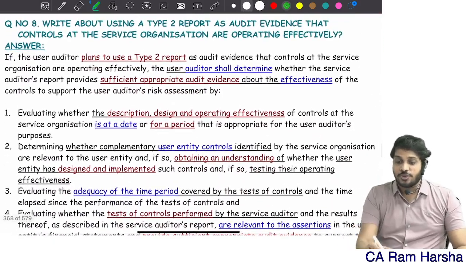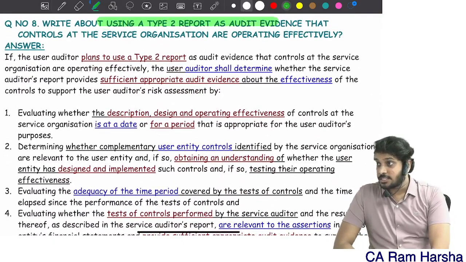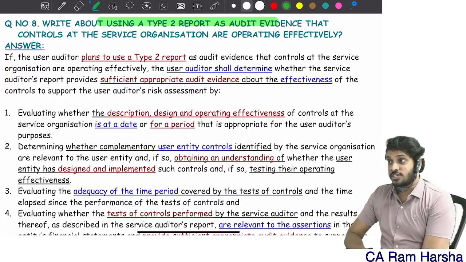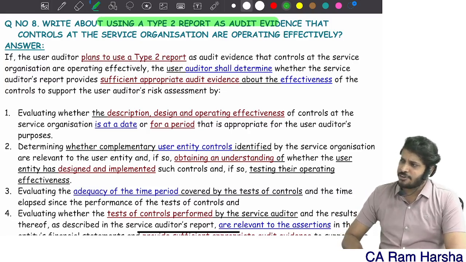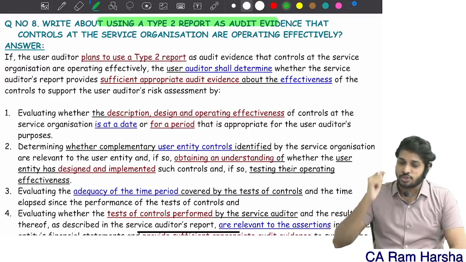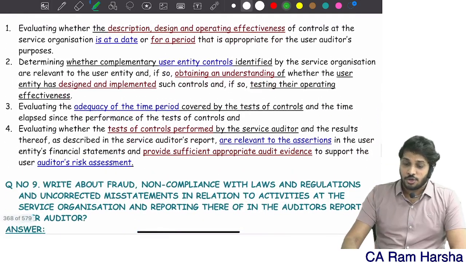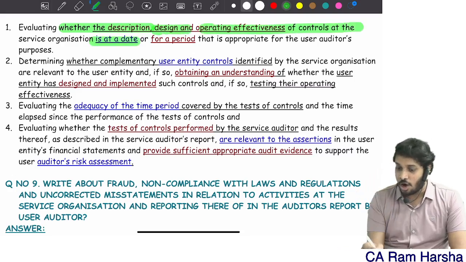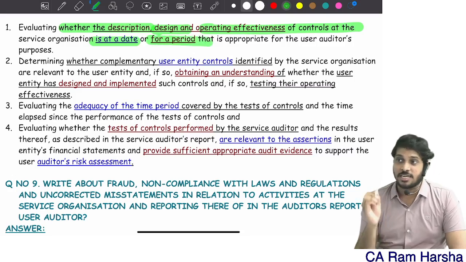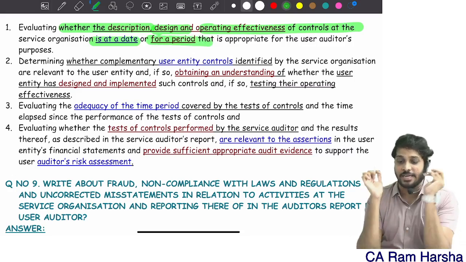Now, suppose you decided to use a type 2 report. Suppose you want to know operating effectiveness and you want to use a type 2 report. If you are planning to use a type 2 report, what points should you keep in mind? Of course, you should verify whether the description, design and operating effectiveness of control is at a particular date or for a particular period. Generally, type 2 reports are for a particular period.